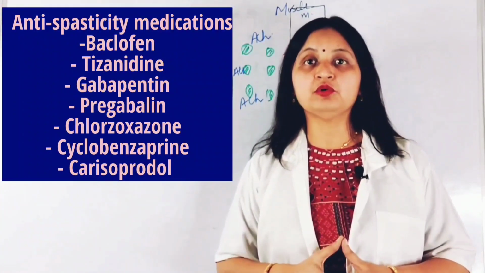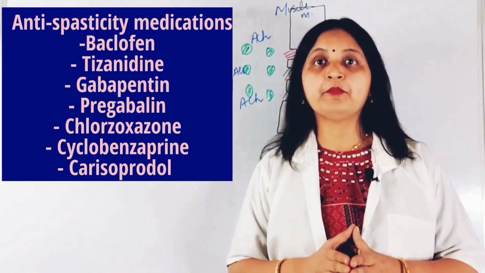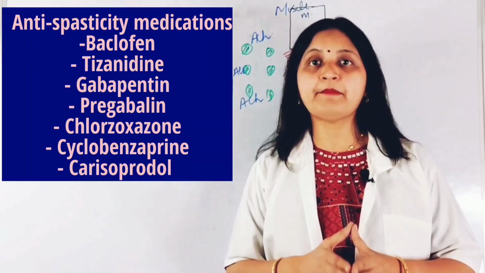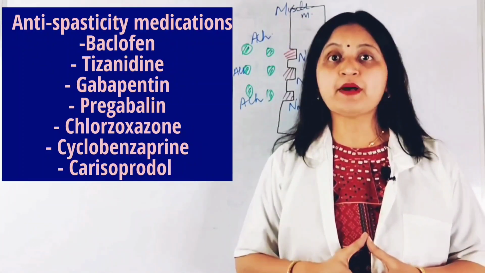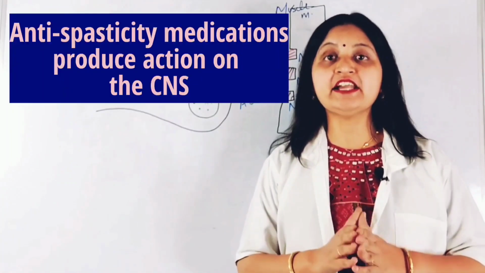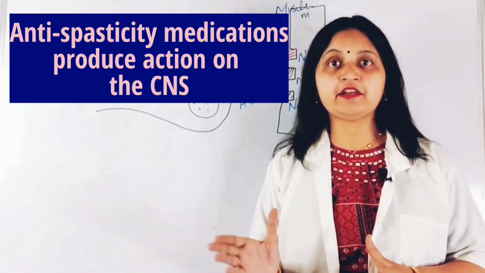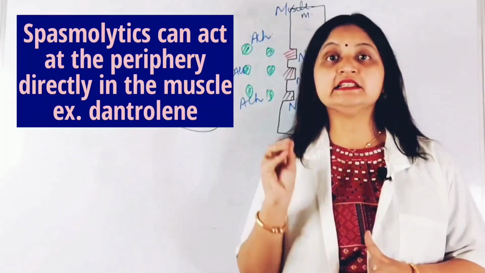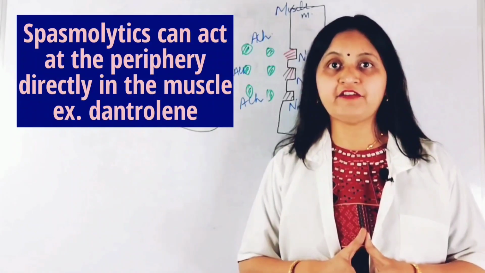These drugs include baclofen, tizanidine, gabapentin, pregabalin, chlorzoxazone, cyclobenzaprine, and carisoprodol. So these anti-spasticity medications produce their effects by acting in the central nervous system. Spasmolytics can also act in the periphery. For example, dantrolene is a drug that acts directly in the muscle and produces a relaxant effect.